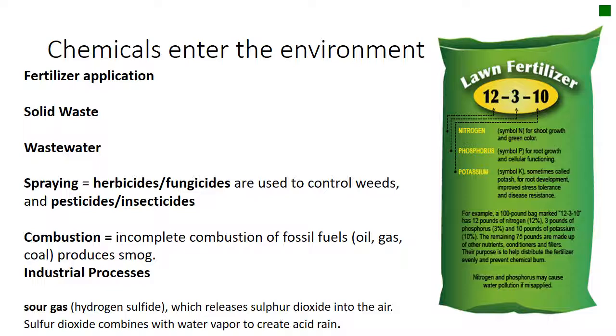High phosphorus aids in root and flower growth. High nitrogen aids in leaf and stem growth. And high potassium aids in disease resistance and early growth. So each of these is going to do something different for the plant.